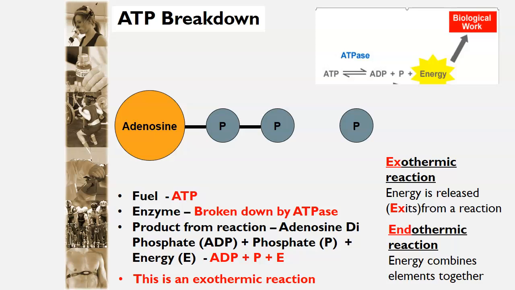So as a whole, we have a fuel, ATP. It is broken down by the enzyme ATPase. The product is ADP plus P plus energy. Here it is written down in simple form. ATP broken down by ATPase to get ADP plus P plus energy.